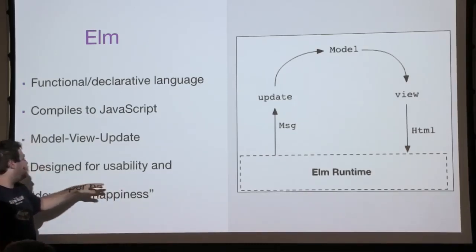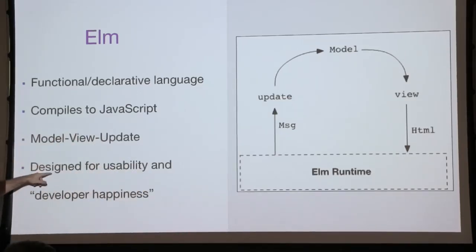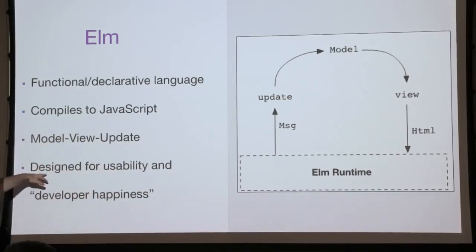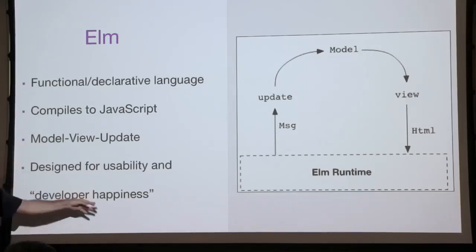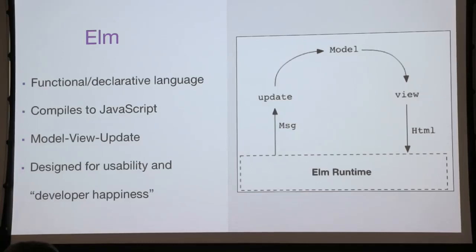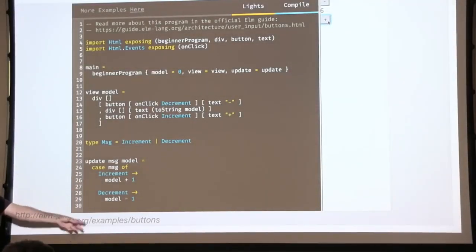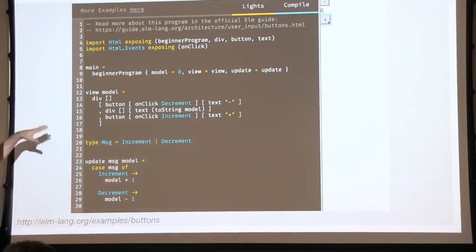The idea here is that this model view update is safe, and the thing that amazed me about this is that it says designed for usability and developer happiness. Now, what does that mean? So let me show you. This is the only code sample that I want to show you. You go to the site, you have these examples. This is what a program looks like. Again, try to look beyond the syntax.